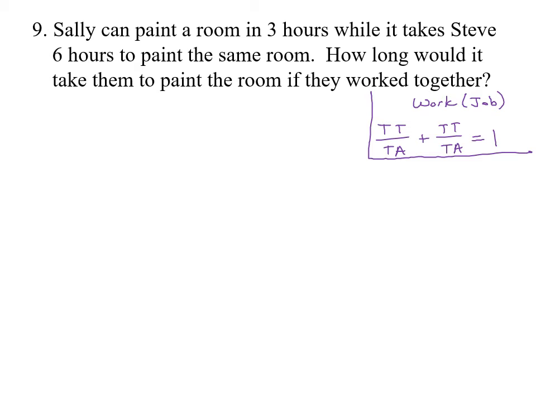So our time together is what we don't know. How long would it take them to paint the room if they worked together? That's what I don't know. So I'm going to let that be x. So I'm going to have x's on top. The time alone, Sally can do it in 3 hours. Steve can do it in 6 hours. So I put those on the bottom.